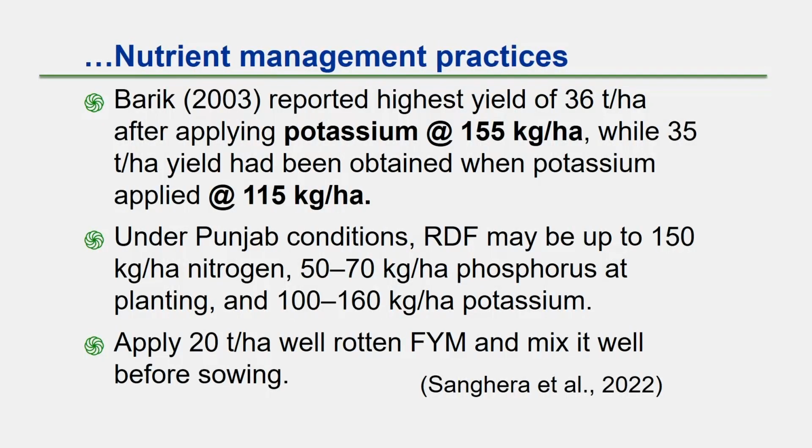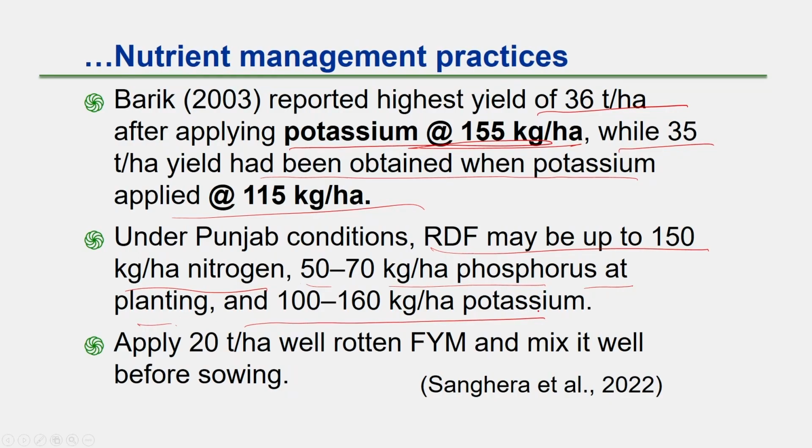Now, Barik reported the highest yield of 36 ton per hectare after applying potassium at the rate of 155 kg per hectare, while only 35 ton per hectare yield was obtained when potassium applied was 115 kg per hectare. Under Punjab conditions, RDF may be up to 150 kg nitrogen, 50 to 70 kg per hectare phosphorus at planting and 100 to 160 kg per hectare potassium.